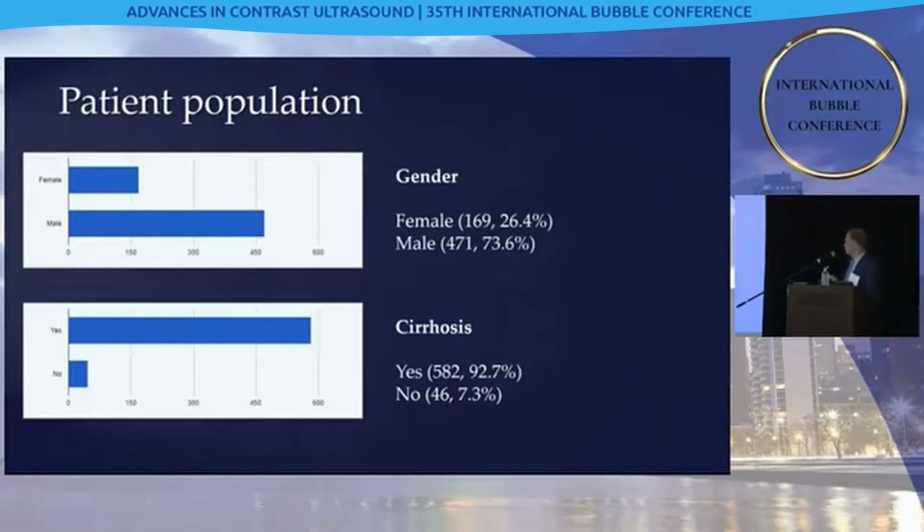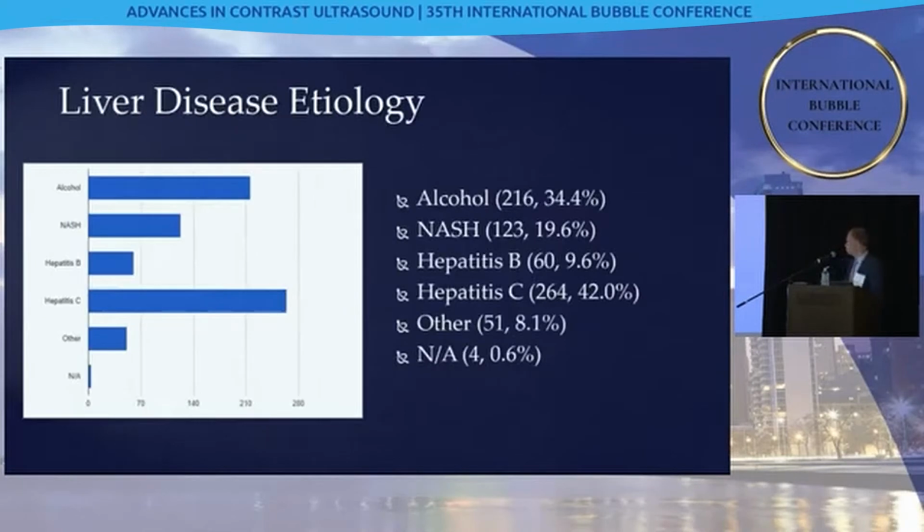But in general, we have a male predominant patient population. The vast majority of patients in our study have cirrhosis. This is typical for North America and Europe, where patients with HCC present with cirrhosis, unlike Asia, where a majority of patients will have hepatitis B. So these study results will probably be applied best to North American and European populations.